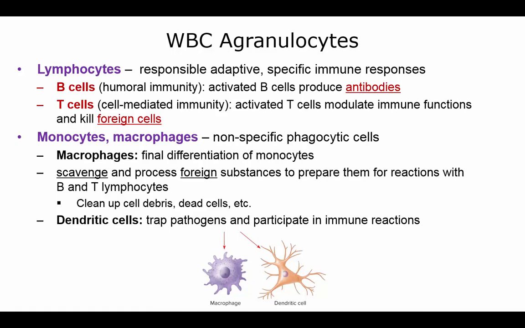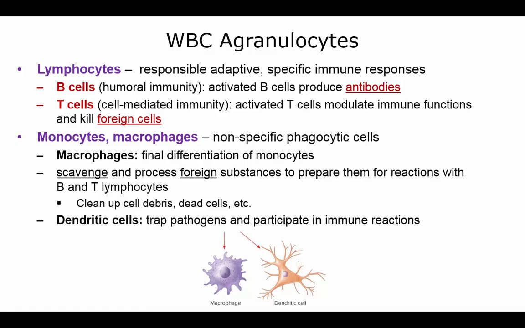So if we look at these in a little more detail, you have the lymphocytes. The lymphocytes are heavily responsible for your third line of defense. They're the ones responsible for that adaptive, very specific immune response. And it's all about two types of lymphocytes. So you have what we call the B cells and the T cells. Now you're going to hear more about these a little bit later on.